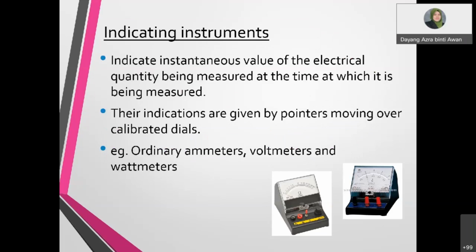Once you plug the probe into your circuit, it will give you the value of the current that you want to measure. Their indications are given by pointers moving over calibrated dials. Meaning that you need to set up your 0 point first, in the middle here, before you do the measurement. Normally this type of instrument is what we call the ordinary ammeters, voltmeters, and wattmeters, all analog instruments. Analog instruments are what we call indicating instruments.